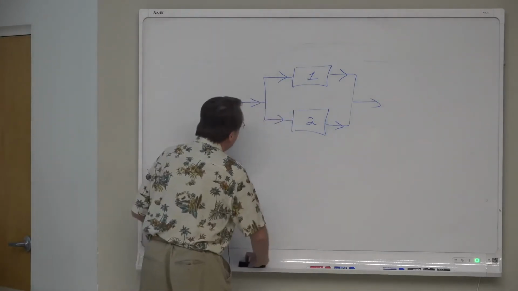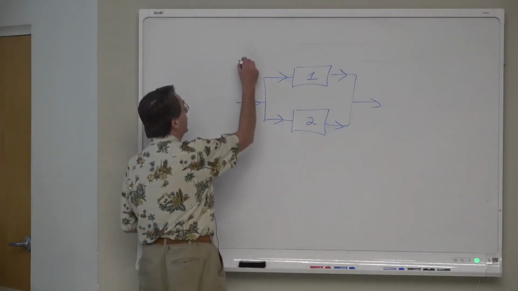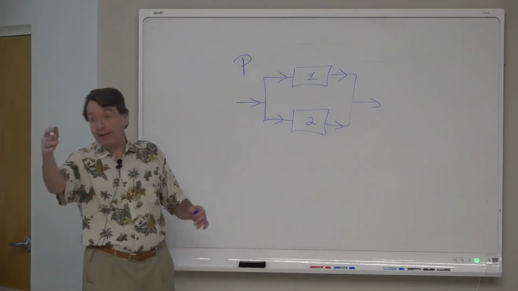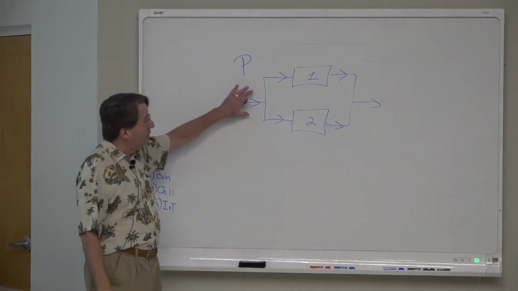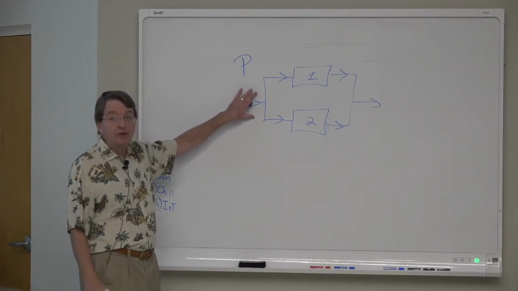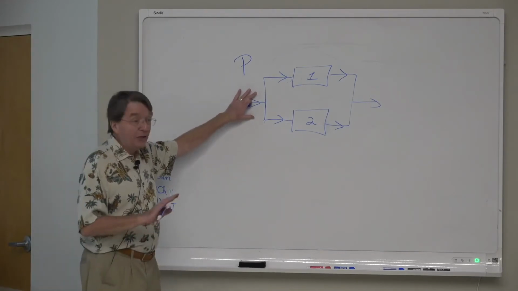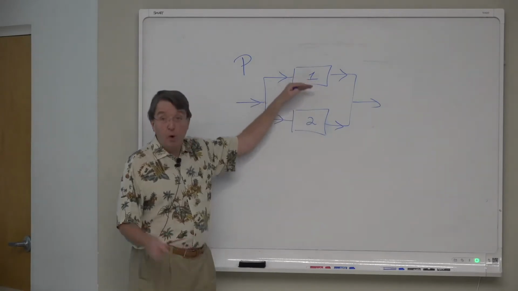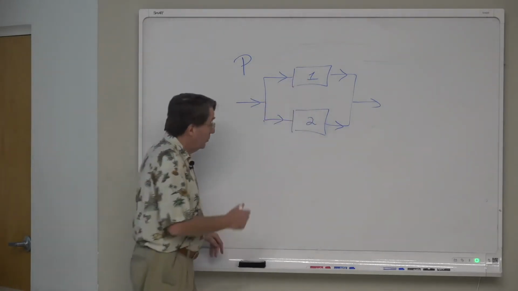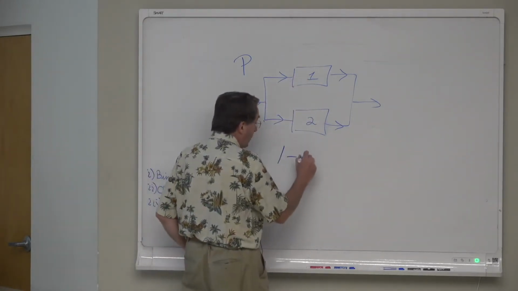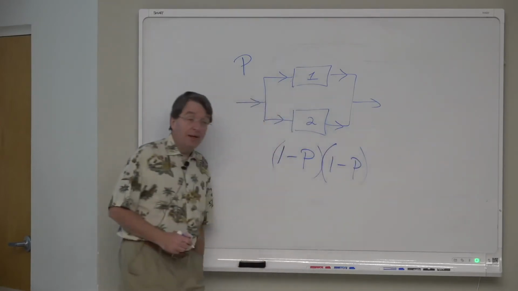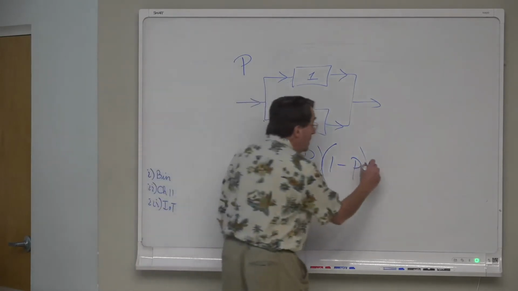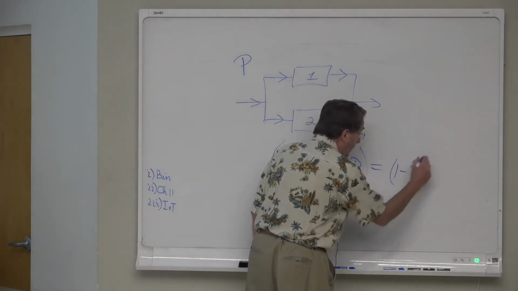Okay? So the probability of a sensor working, let's say that's P. In our case, that's 0.8. But let's keep it as P for now. What's the probability of this parallel sensor combination not working? The only way this doesn't work is if the top one doesn't work and the bottom one doesn't. So the top one not working is 1 minus P. The bottom one not working is 1 minus P. So the probability of this system not working is (1 minus P) squared.